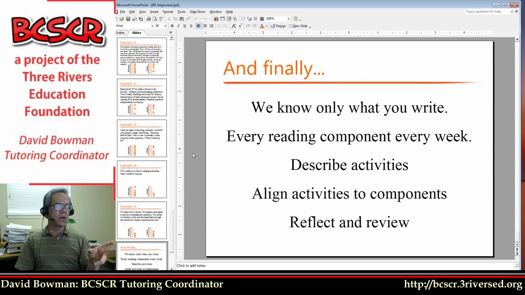The second takeaway, every reading component every week. The third takeaway, make sure you're actually describing activities, not just saying fluency or vocabulary or comprehension. Because if you don't say how you're addressing them, then we're going to assume that you're not addressing them. So if you say phonics and you don't provide any activities, that's just throwing out words. So what did you do to address phonics? Because if there's not an activity described there, the assumption is going to be that it's not being addressed.